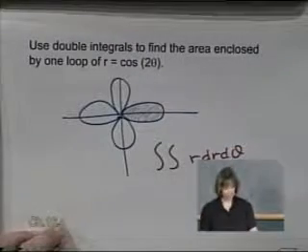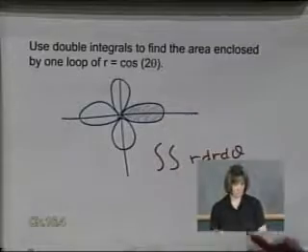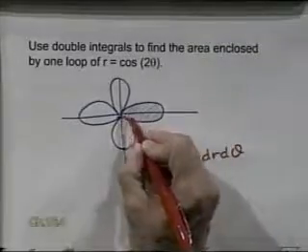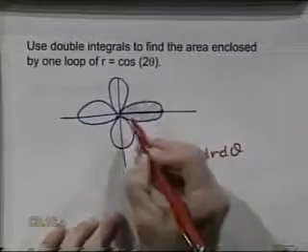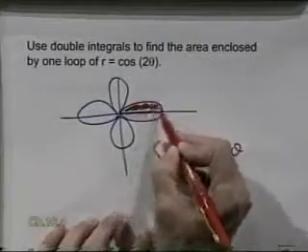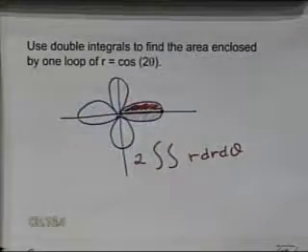The question is, what does r range from? What does theta range from? Now what I'd like to do is just get the top half, and then just double it. You with me? So I'm just going to find the area of half the petal and then double it. And that'll give me the area of the one petal.